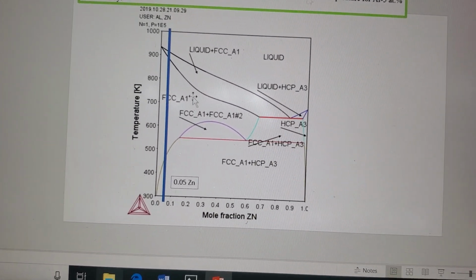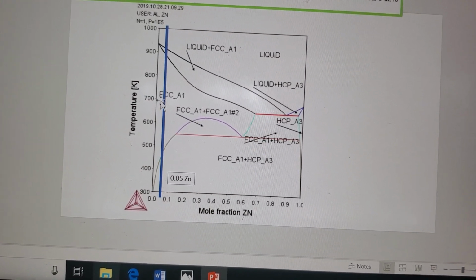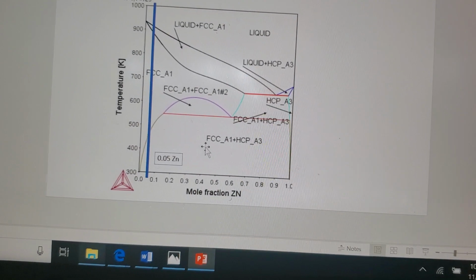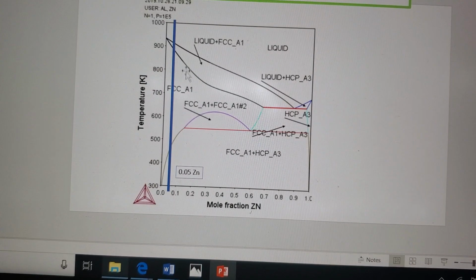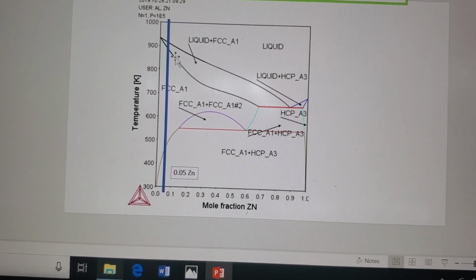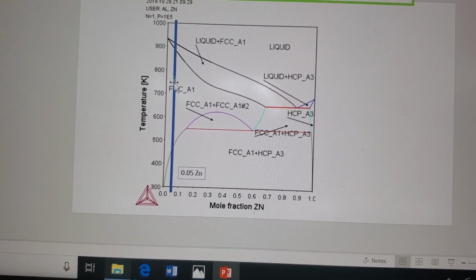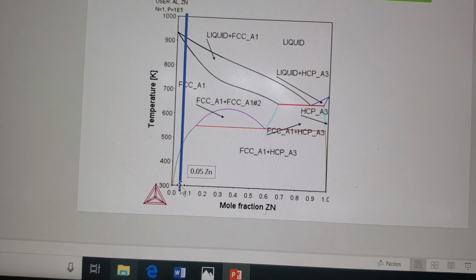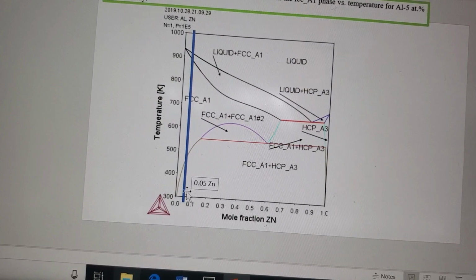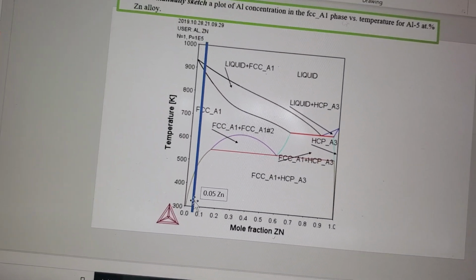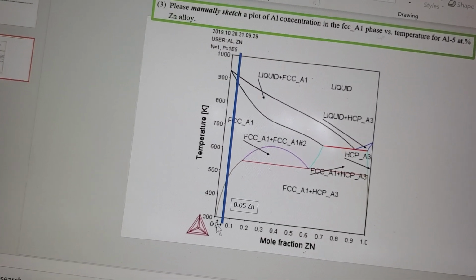And the FCC A1 phase is solely by itself in this region, and in this spot right here is where you have FCC A1 plus HCP A3, and then the liquid plus FCC A1 region right here. So we have 3 different regions to look at for the FCC A1. So we'll start right at the bottom, and we're going to use the lever rule partially to show the concentration of FCC A1 at specific points.